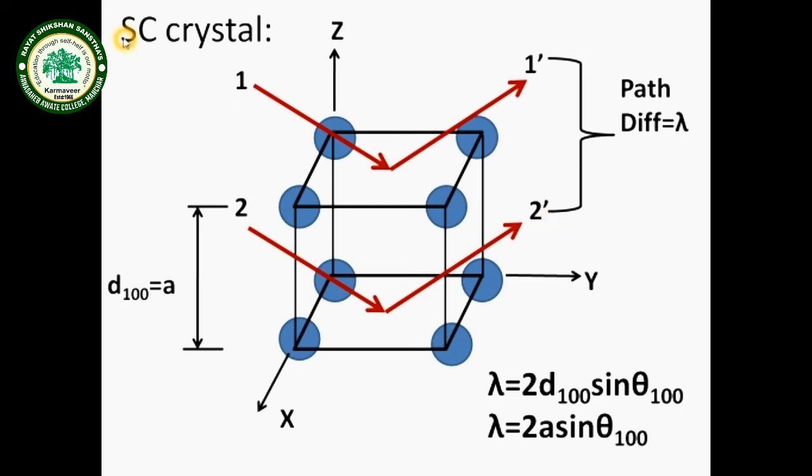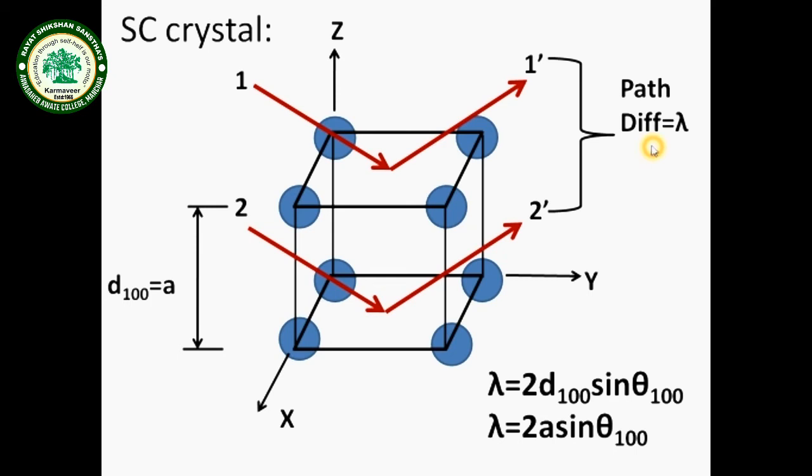For the example of simple cubic, the atoms are located only at the corners. So therefore, if we select this particular direction, that is 100 direction, 100 direction means we will consider this plane which is intersecting along the x-axis only. It is parallel to the y and z axis. So with respect to this atomic plane of 100, the reflection will take place, indicated as 1 prime and 2 prime here.